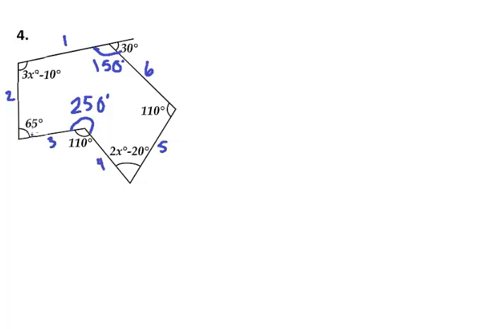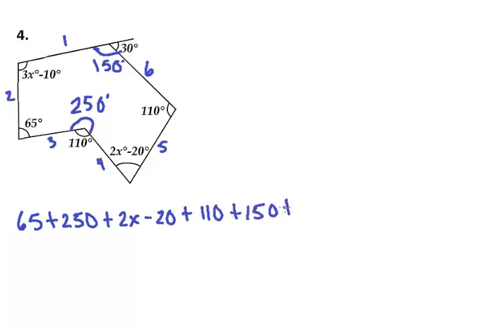So let's write the sum. Let's start with 65 and then go to 250. We need to work in order. 65 plus 250. If I am going in this direction, that means next is going to be 2x minus 20. So plus 2x minus 20 plus 110 plus 150 plus 3x minus 10. And that will be equal to 720.